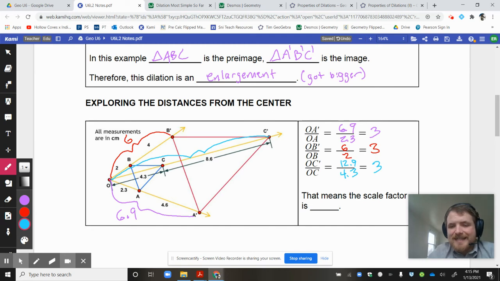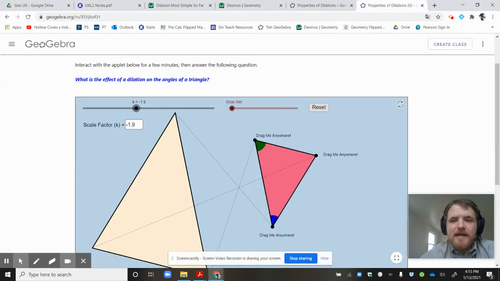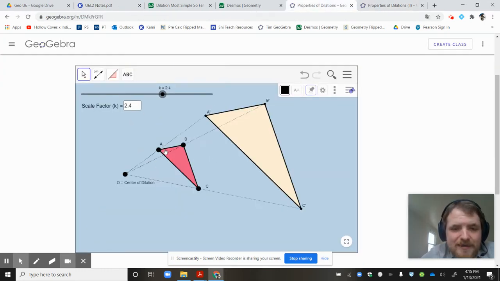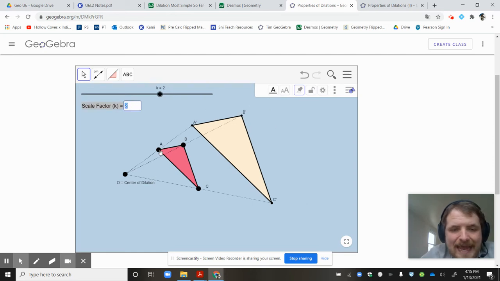So what does this mean for my scale factor? What did I multiply by to get those new distances? I multiplied by 3. So we've used scale factor in 2 different ways now. Scale factor is used to talk about the sides. If I just said that the scale factor was 2, A to B is half of A prime to B prime, or A prime to B prime is double of A to B. Now, what's also going to be true is that O to A prime is double of O to A. So there's 2 things that are doubled.